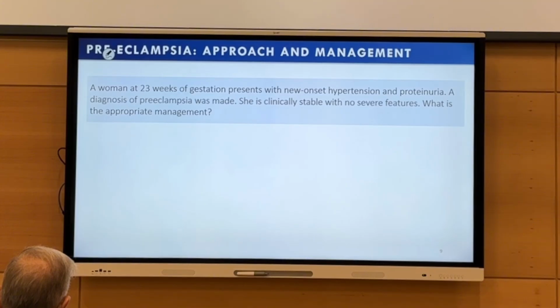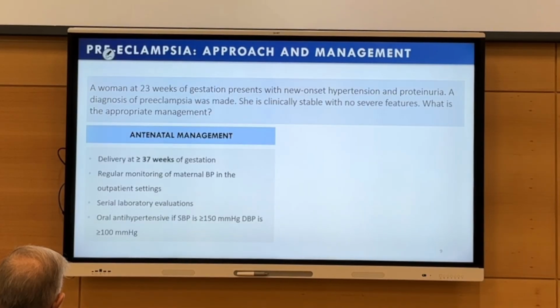Now for this patient, she is a woman at 33 weeks of gestation, presents with new onset hypertension and proteinuria. Diagnosis of preeclampsia was made, and she's clinically stable with no severe features. What's the appropriate management? Deliver her after 37. Antihypertensive. Excellent. Conservative. We can consider oral antihypertensive: methyldopa, labetalol, nifedipine, but we need to consider them carefully.